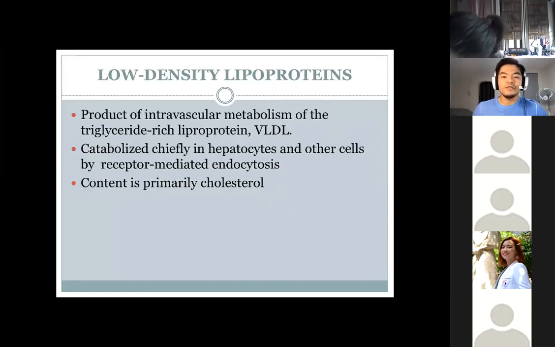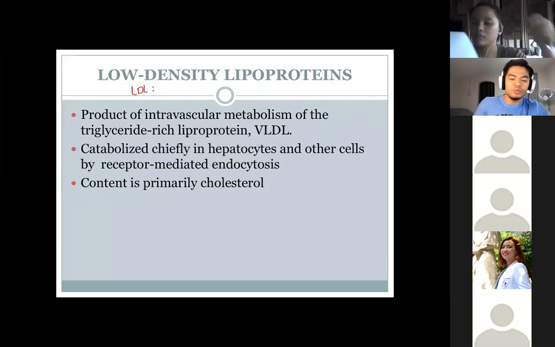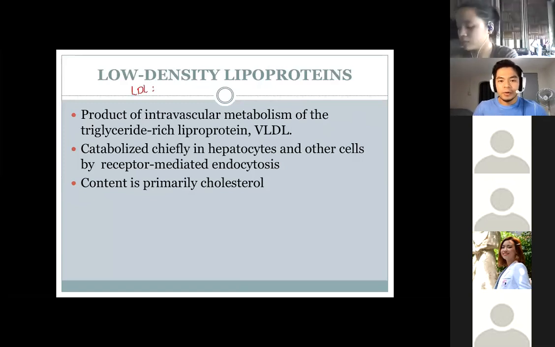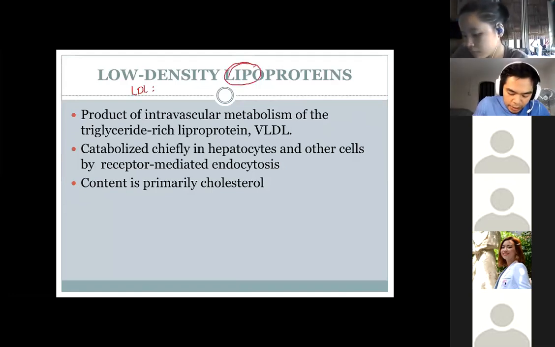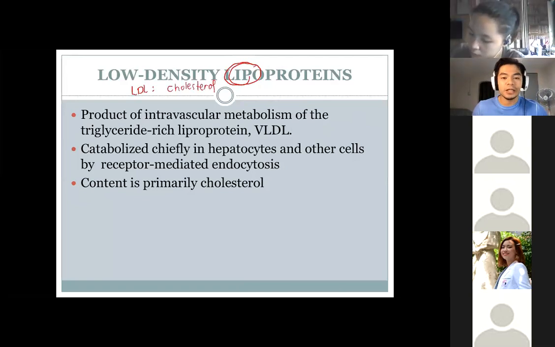Next, let's have low density lipoproteins. Again, LDL na tayo klasa. I hope you can still follow me. Regarding LDL, number one, this is devoid of triglycerides. So wala na siyang triglycerides. In fact, ang lipid component lang ng LDL ay cholesterol. So I repeat, low density lipoproteins, these are the ones that contain primarily cholesterol as the lipid component.